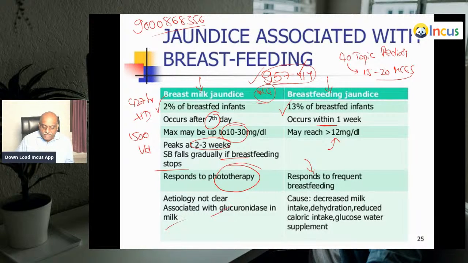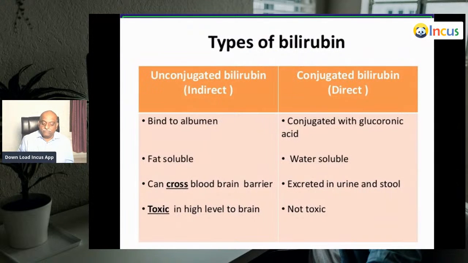Typically, glucuronidase in the milk leads to breast milk jaundice, whereas decreased milk intake, dehydration, and reduced caloric intake are the ones responsible for breastfeeding jaundice. Doctor, definitely tomorrow's examiner is going to ask one question on breast milk versus breastfeeding jaundice, is what I want to underscore to all of you.